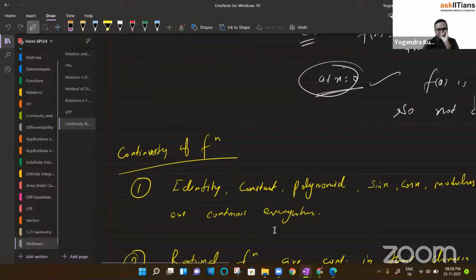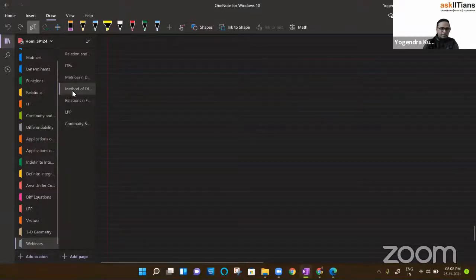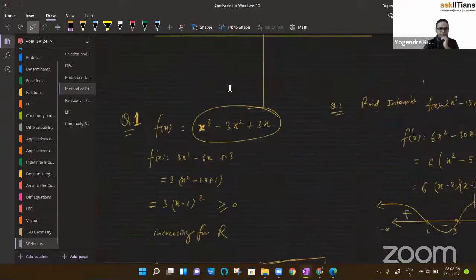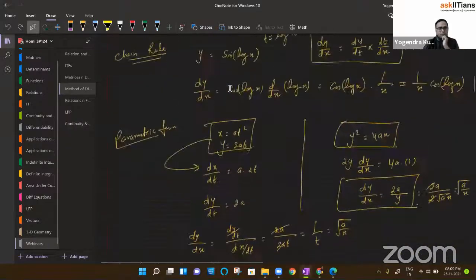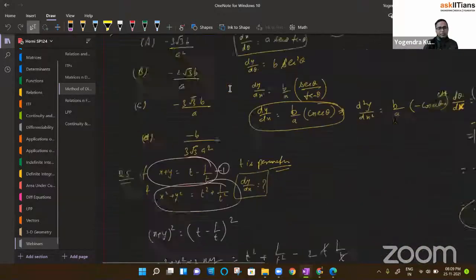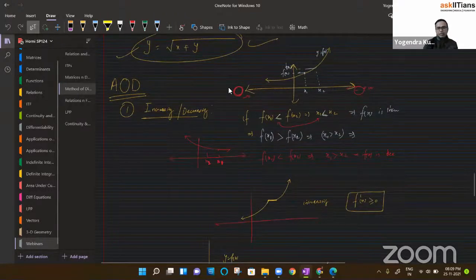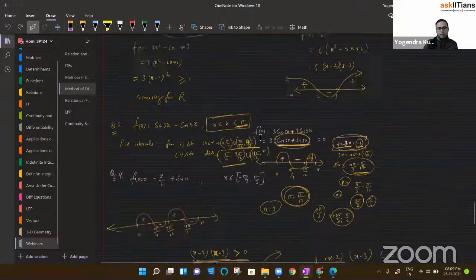Okay, we need to do applications of derivatives. Where is AOD? Yes, here in this. So we did what already? We have done increasing, decreasing. Any doubt in increasing, decreasing? Applications of derivatives, we have done increasing, decreasing. We need to differentiate and we need to check the sign of derivative, whether it is positive or negative in a particular interval, right? So I hope there is no doubt in this.